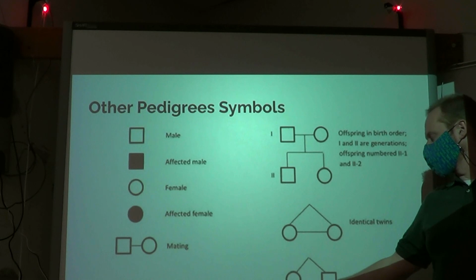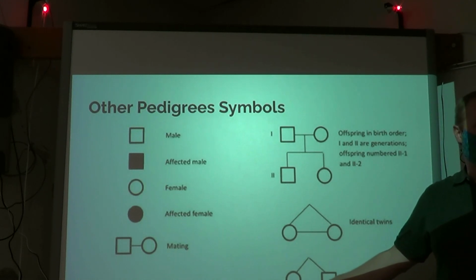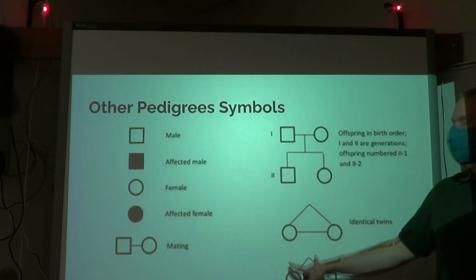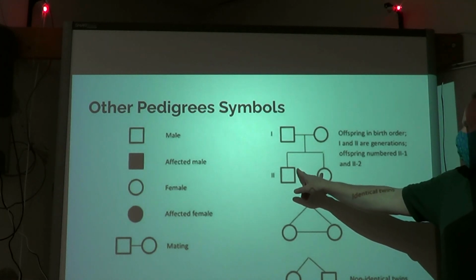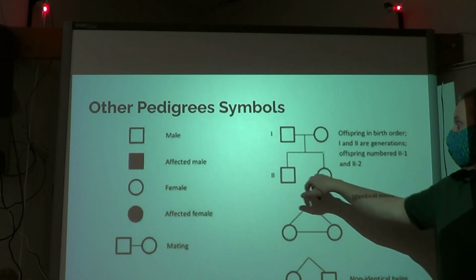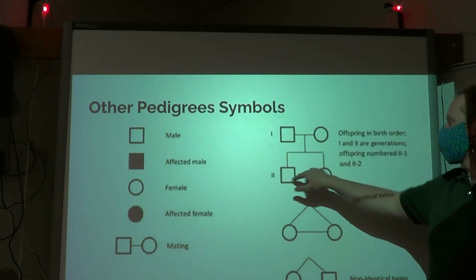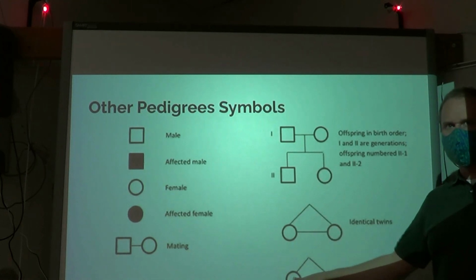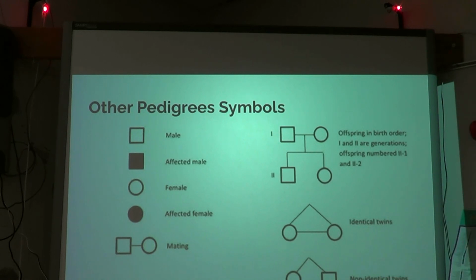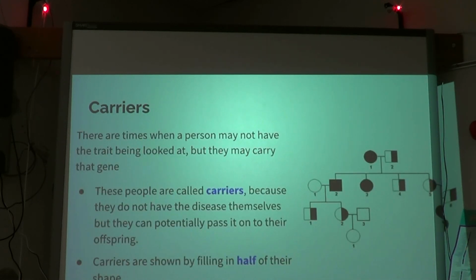Non-identical twins, sometimes they'll denote them. It's really not that critical to know that they're fraternal twins, because genetically this son and daughter, brother and sister, I should say, are genetically just as similar as these two son and daughters, brother and sister. They were just born at the same time. So sometimes we see that, again, this is referred to as a marriage line, which represents that they had children or mating. Okay, carriers.